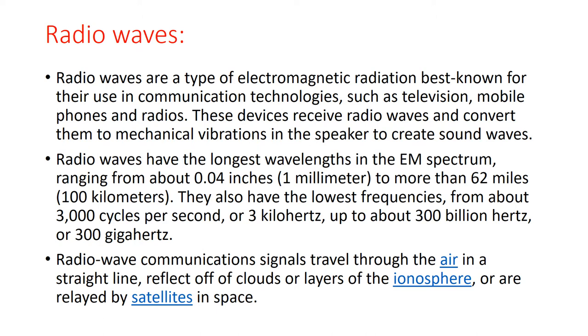So radio waves are the part of the electromagnetic spectrum which have the longest wavelength, with a range from about 0.04 inches, 1 millimeter, to more than 62 miles or 100 kilometers. And the radio waves have the lowest frequency, which is about 3000 cycles per second or 3 kilohertz, up to 300 billion hertz or 300 gigahertz.